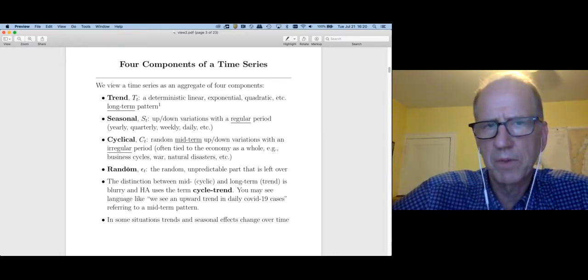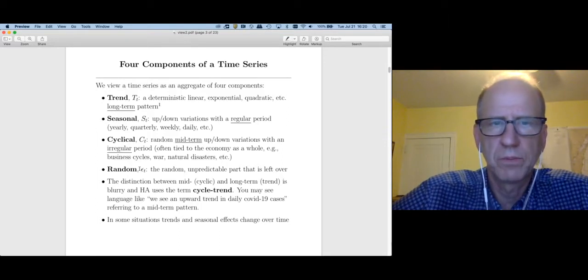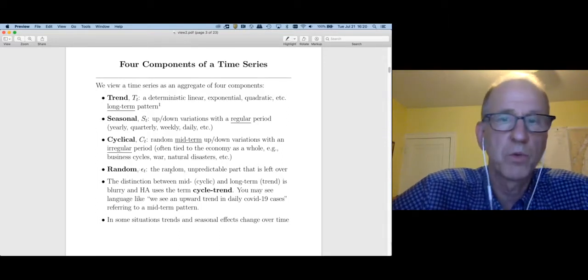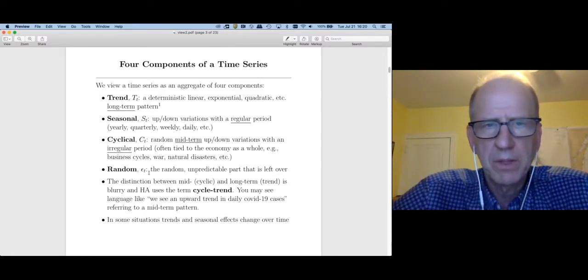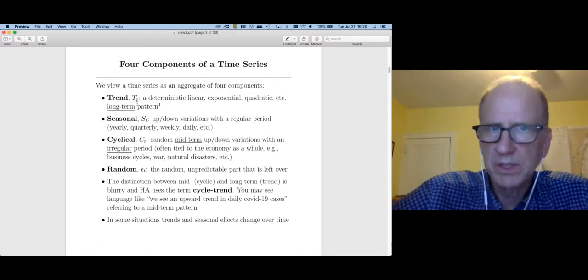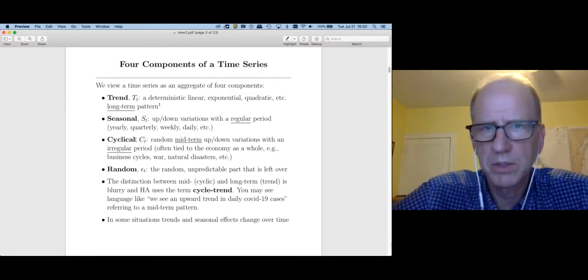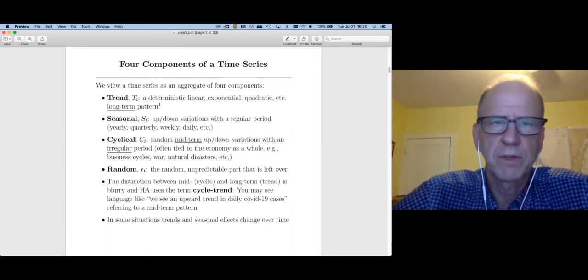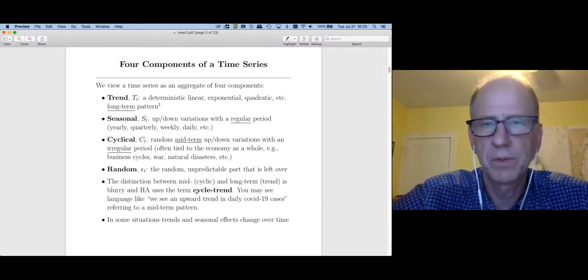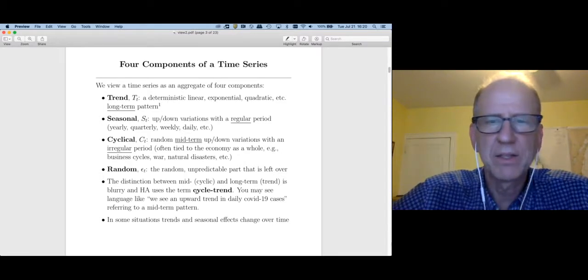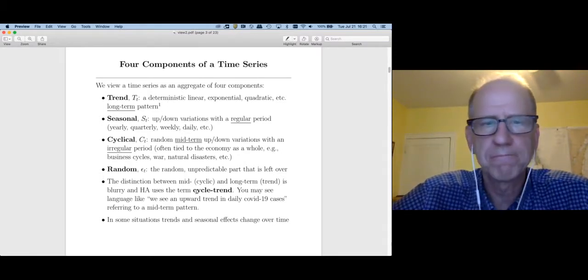Finally, there's everything else. So that's lumped into what we call the random part. We're going to call that epsilon sub t. Now, let me just mention that it can be difficult to separate the trend and the cyclical parts conceptually. And so sometimes, for example, the Heinemann book refers to this as a cycle trend, where he just combines the two. All right. The terminology is often sloppy.